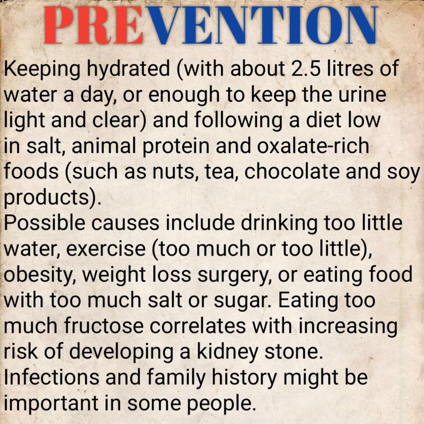Prevention. Keeping hydrated is just the best way. 2.5 liters of water a day for females, and more than that for males, and making sure your urine is clear. And following a diet low in salt, animal protein, and oxalate-rich food. We must also look at the causes. Drinking less water, and too much exercise without taking water again. Obesity, weight loss surgery, or eating food with too much salt or sugar. Eating too much fructose correlates with increasing risk of developing a kidney stone. Infection and family history might be important in some people.